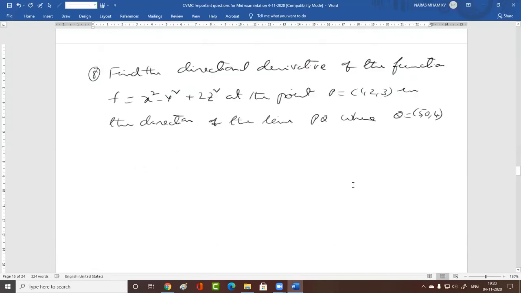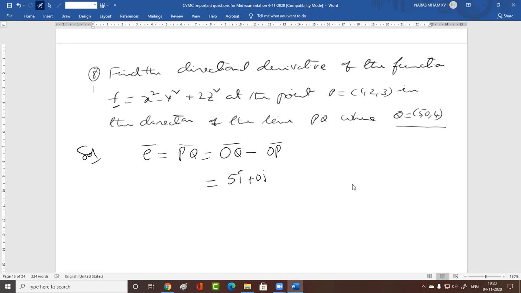Eighth question. Find the directional derivative of the function f at the point 1, 2, 3 in the direction of the line PQ bar. So here what is E bar? E bar equals PQ bar. PQ bar equals, using the vector algebra concept, OQ bar minus OP bar. So the point notation for Q is (5, 0, 4). Vector notation is 5i plus 0j plus 4k.